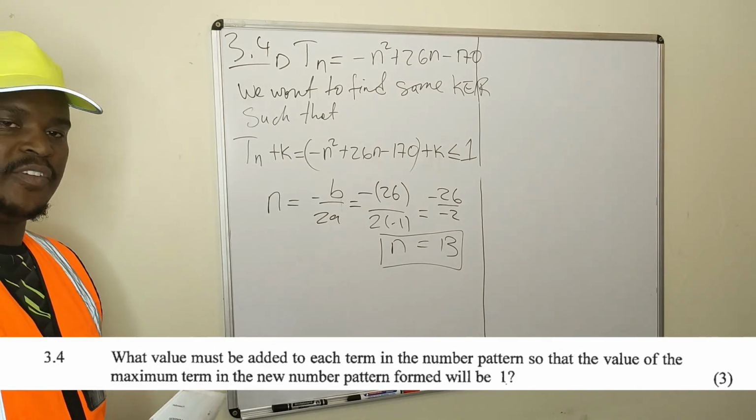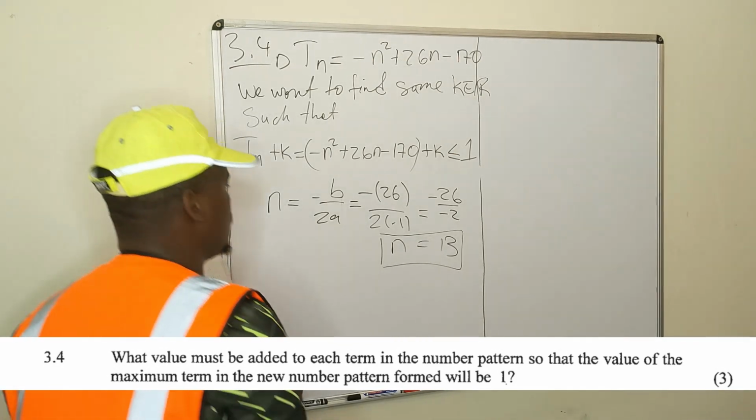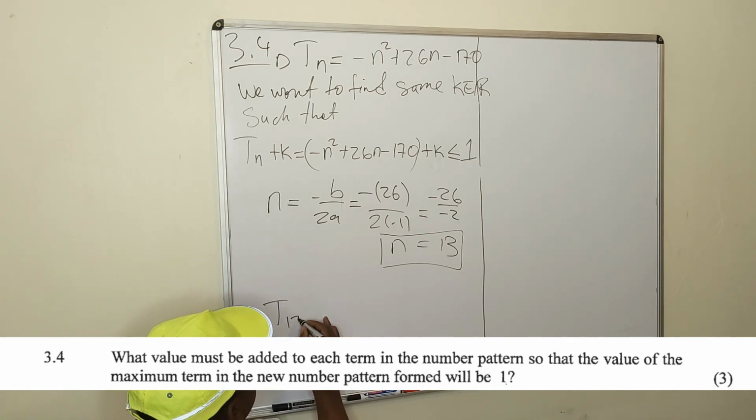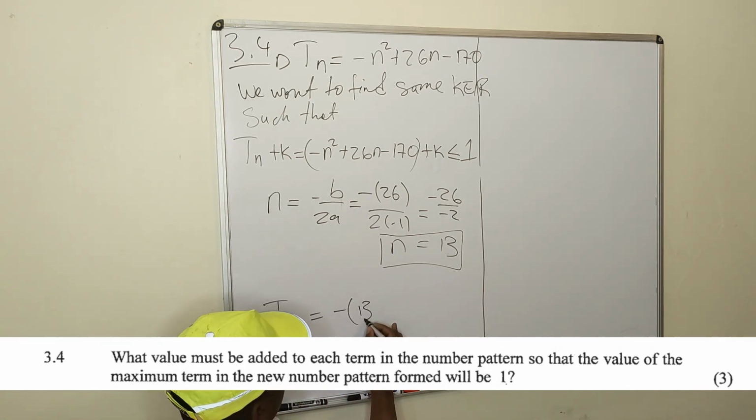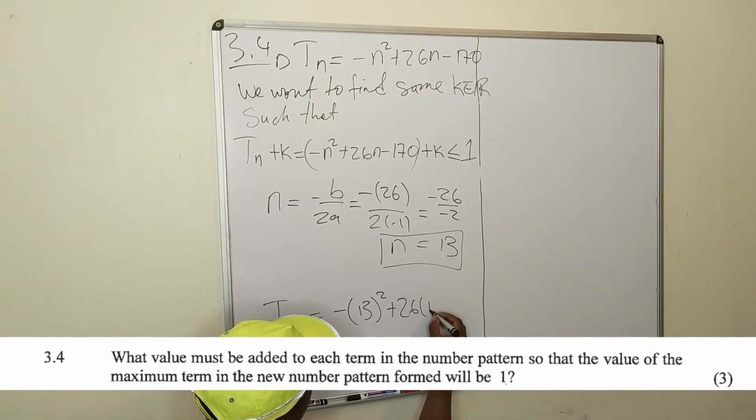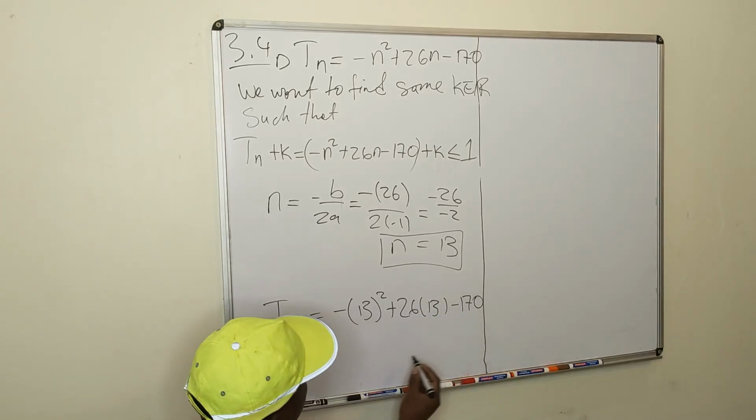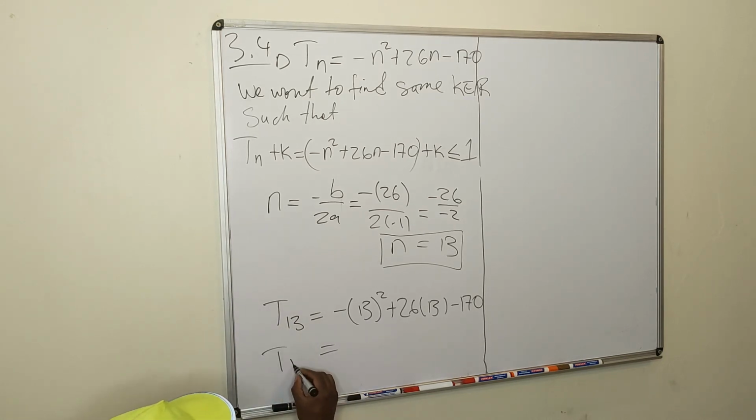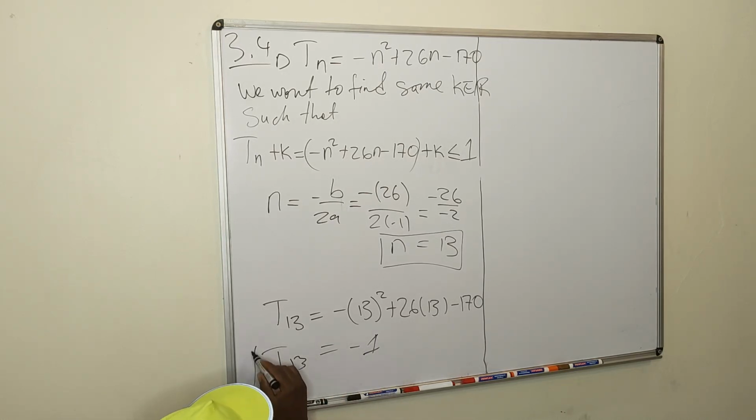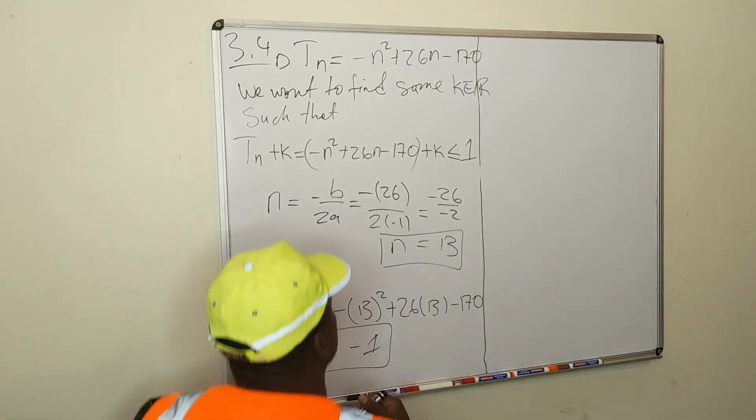So what is the actual maximum value? You will have to find T13. T13 is equal to negative 13 squared plus 26 into 13 minus 170. So T13 is equal to minus 1. So the maximum value of this sequence is negative 1.